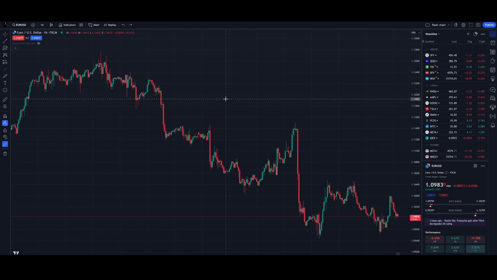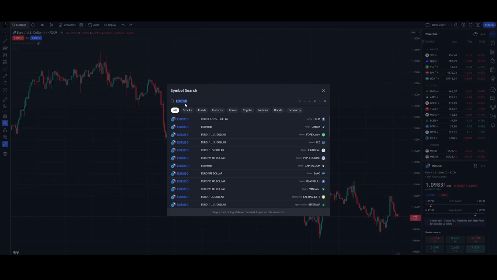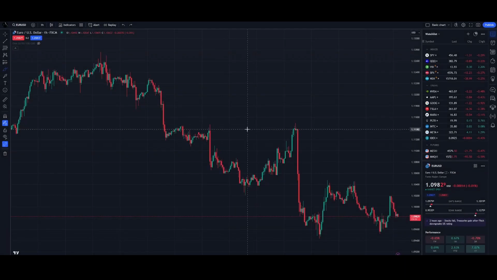So now that we've launched our chart, we can search for the Forex pair that we're looking for. I'm going to be using the Euro USD, and you can do this by going to the top left in the symbol search and typing EURUSD, which is the code, and clicking on the top one, for example. This shows us that the current price of the Euro USD is 1.0983, which effectively is telling us that for every 1 euro, we're going to get 1.0983 US dollars.